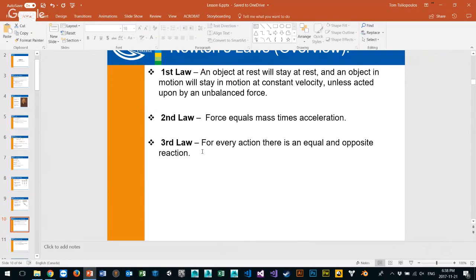These are total questions I could ask you on a test. What are the 3 laws of motion? This, and this. Or what's the second? I might ask you, what's the second law of motion? You should know F is equal to ma, right? The third law of motion, which is for every action, is equal and opposite reaction.